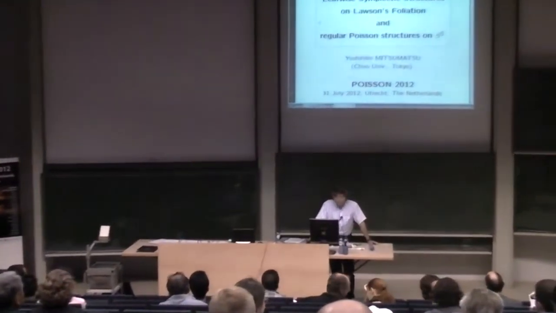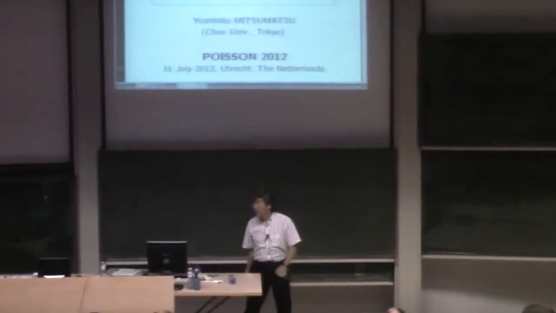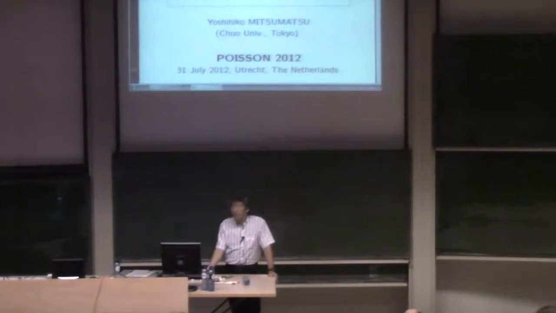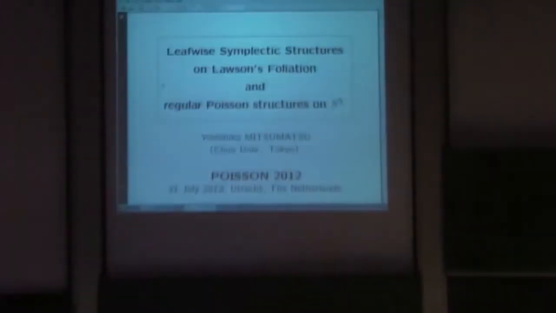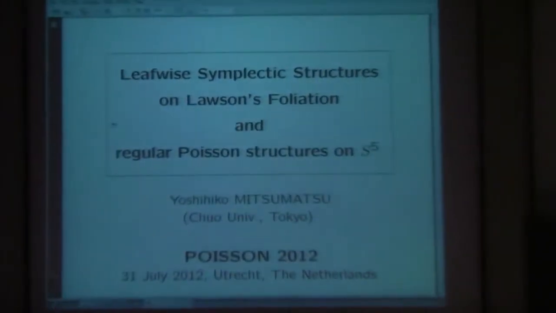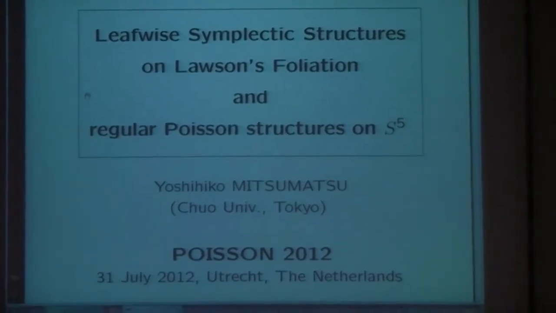So today I'm going to talk about the regular Poisson structure, namely codimension 1 foliation on the 5 sphere, which admits a leaf-wise symplectic structure. So I'm going to show you a construction, and my talk is going to be quite geometric and explicit.